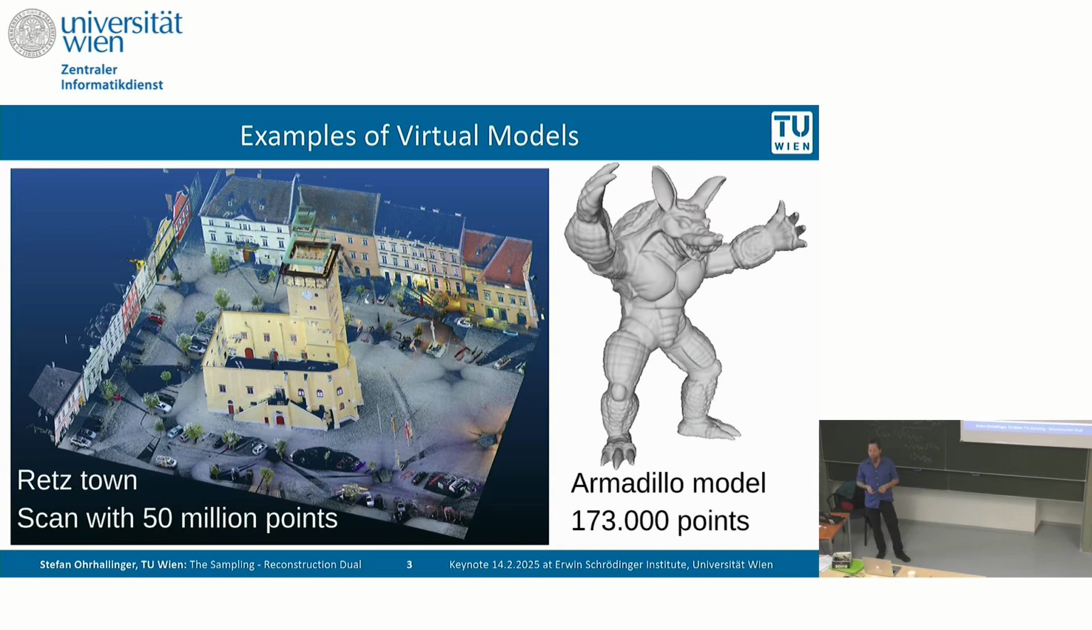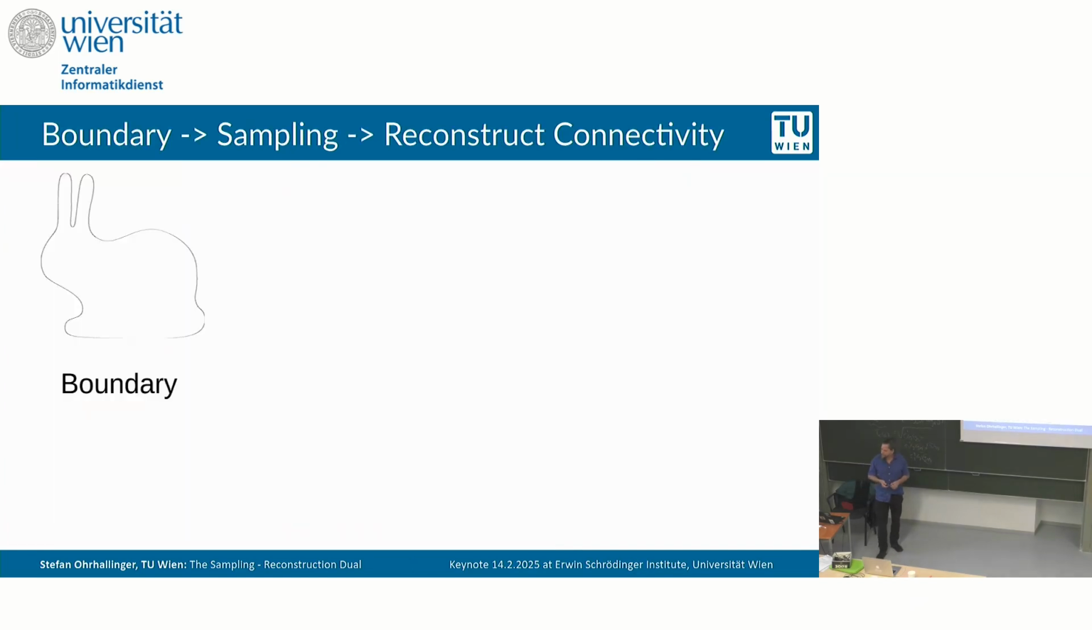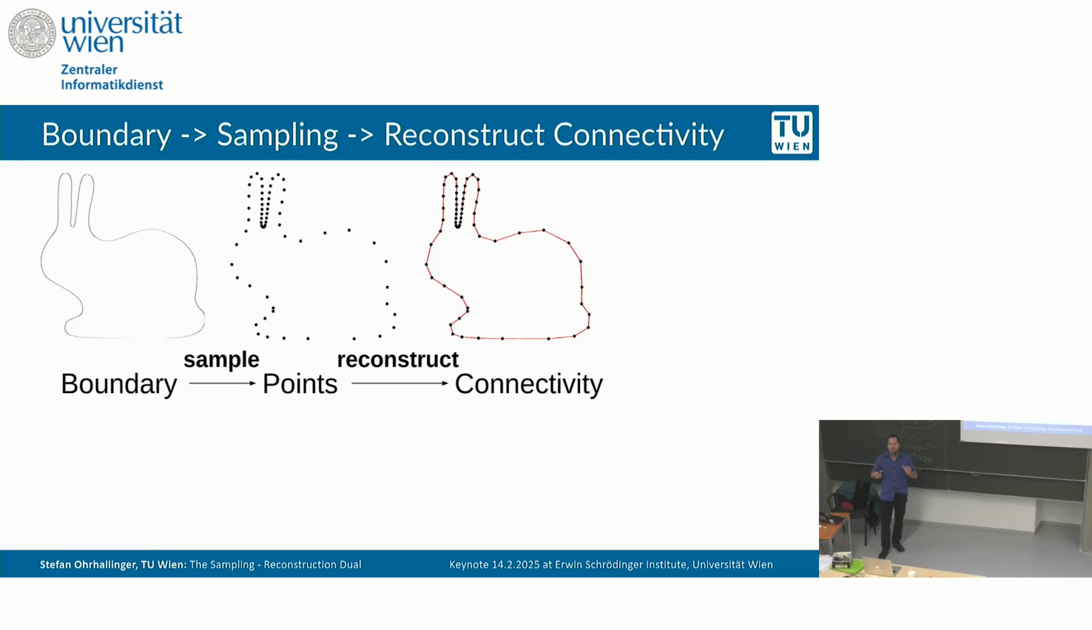And so by sampling, you have a boundary in the physical world, which is continuous. And if we use a laser scanner or some other device to sample this, then we get discrete samples. Here, some points on the boundary, same in 3D. And we want to reconstruct the connectivity, so the edges between these points, in 3D, it's a mesh.